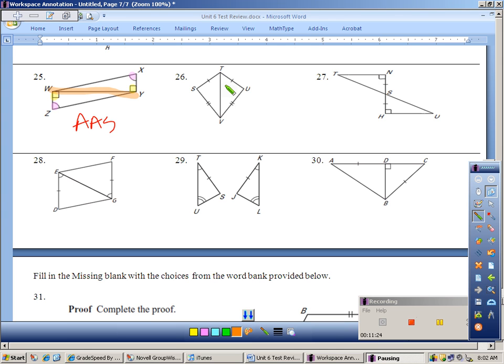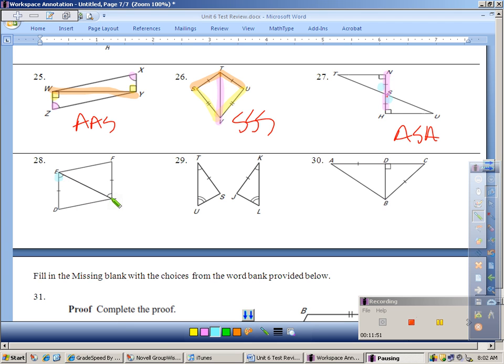Here again on 26, TU is congruent to TS, SV to UV, and TV is congruent to itself. So I have 3 congruent sides, side, side, side. SN is congruent to SH. I know that these angles are congruent. They are vertical, and then they both have right angles. So this one would be angle, side, angle.